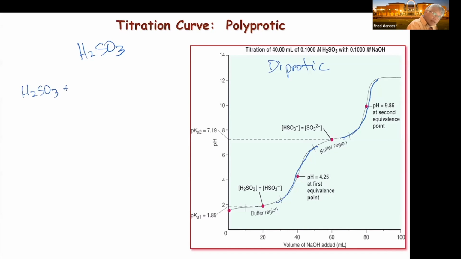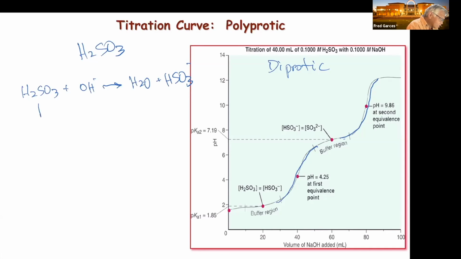H2SO3 in the presence of a base, hydroxide, this is what will happen first. You don't neutralize both hydrogens in H2SO3. You peel off the hydrogen one at a time. So the first reaction you will get is water plus HSO3 minus. You're only removing one hydrogen, the loosely held hydrogen in H2SO3. Remember, H2SO3 is not H2SO4. H2SO4 is a strong acid. H2SO3 is a weak acid. It's a diprotic weak acid. So this is what happens.